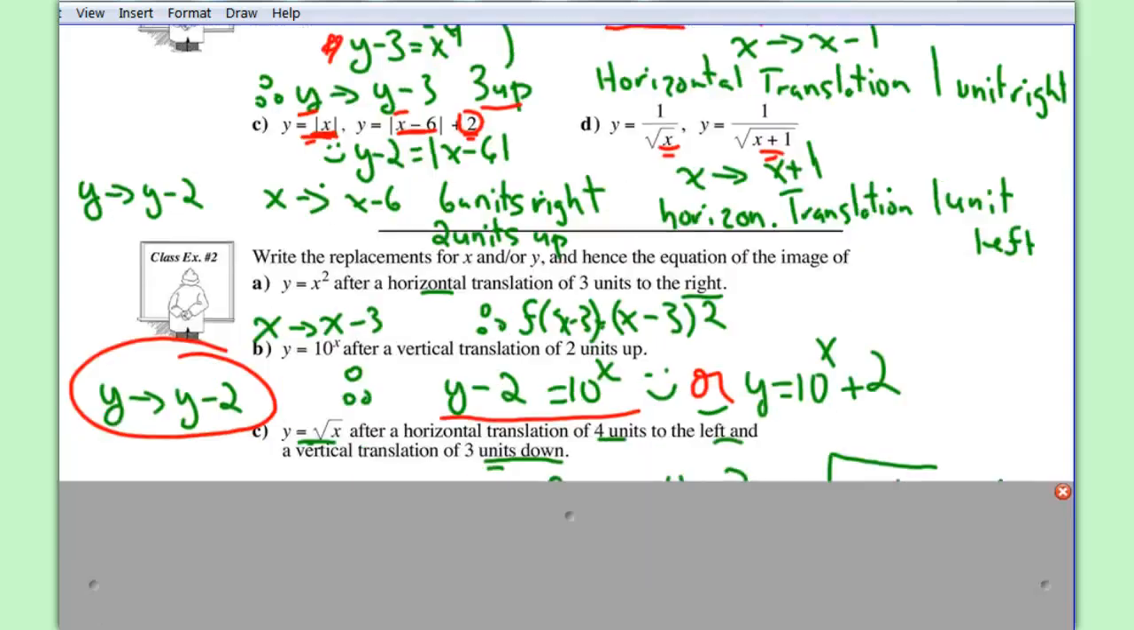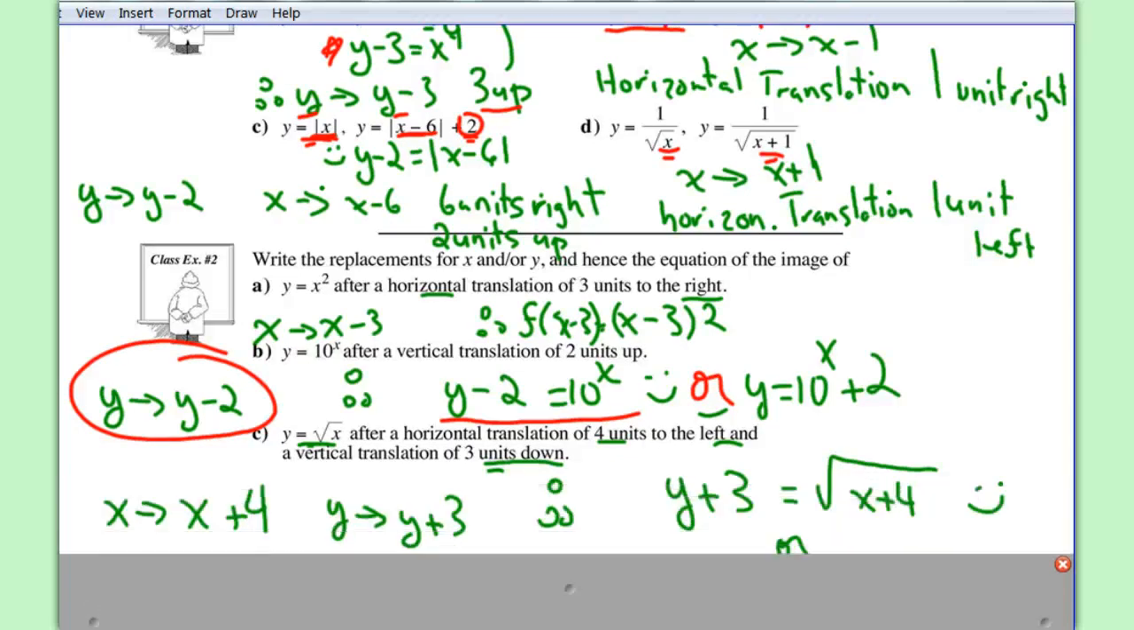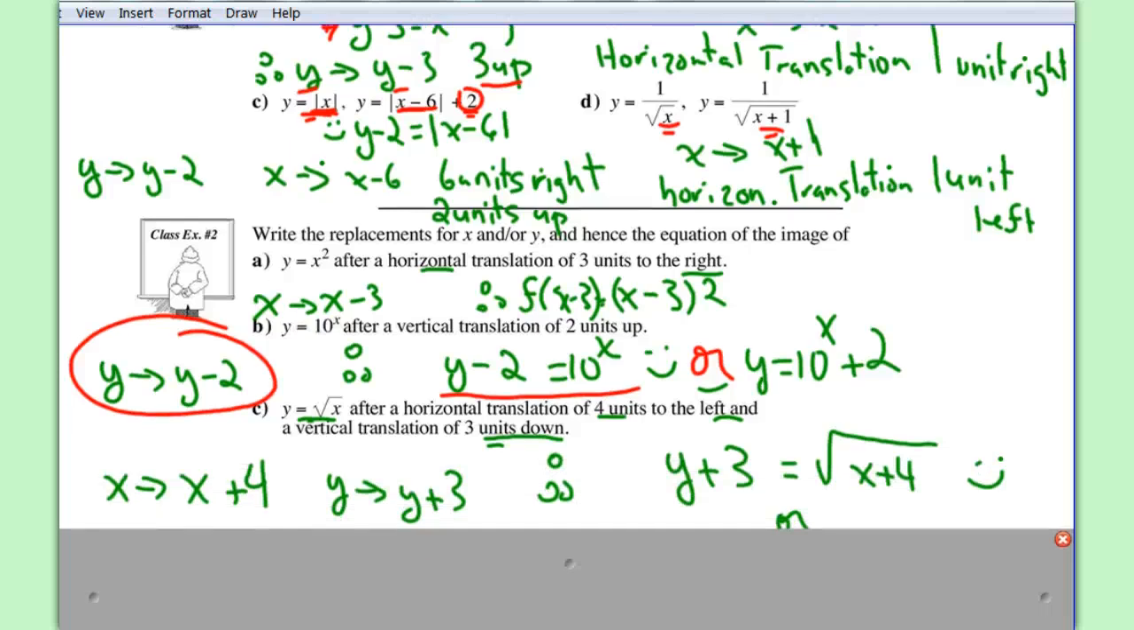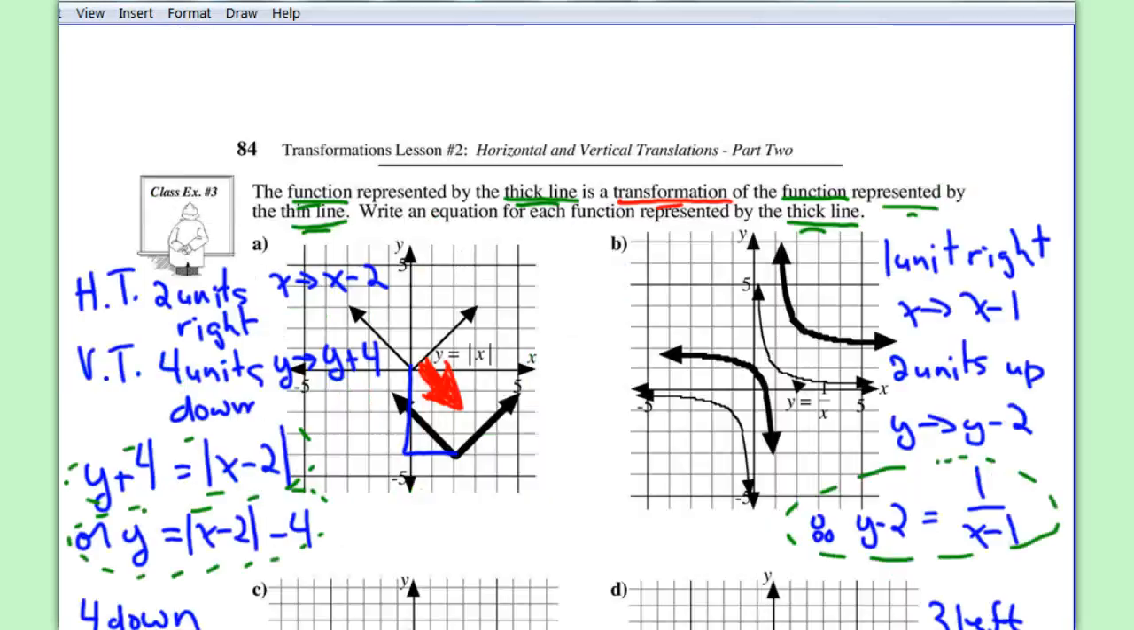What about a square root function that went 4 left and 3 down? Again, write the replacements for it. Well, the replacements would be x gets replaced with x plus 4 and y gets replaced with y plus 3. Therefore, y plus 3 equals the square root of x plus 4, or the multiple choice or wherever you see this might be y equals the square root of x plus 4 minus 3. All right, carry on. What does it look like in example 3?